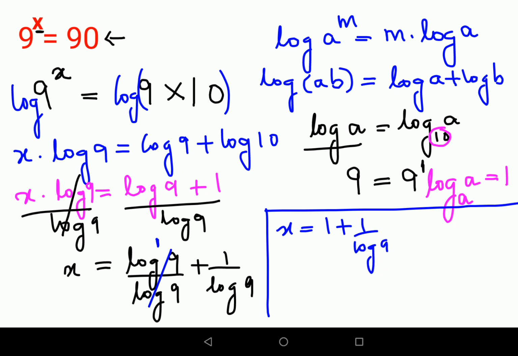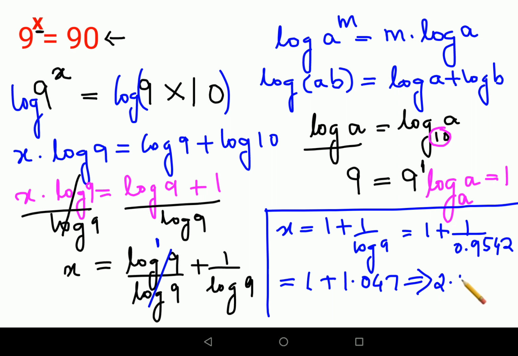Now if they have given you the log table, you can write this as 1 plus 1 upon log 9, whose value is 0.9542. So finally we have 1 plus 1 upon 0.9542, which is nothing but 1.047. The final answer comes out to be 2.047. That, my dear friends, is the value of x in this particular question.